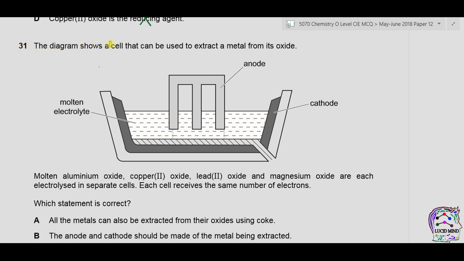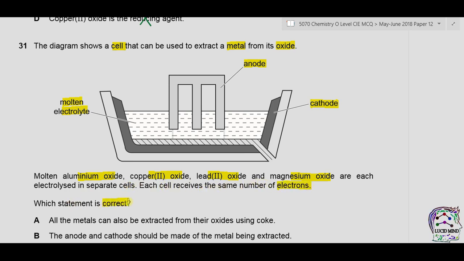Question 31. The diagram shows a cell that can be used to extract a metal from its oxide. This is the electrolysis process. We have an anode. We also have a cathode that is lined. We have a molten electrolyte present. Molten aluminum oxide, copper(II) oxide, lead(II) oxide, and magnesium oxide are each electrolyzed in separate cells. Each cell receives the same number of electrons.